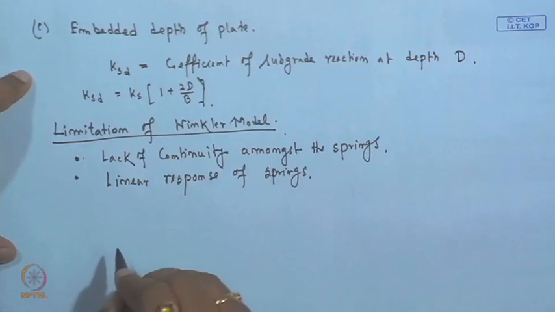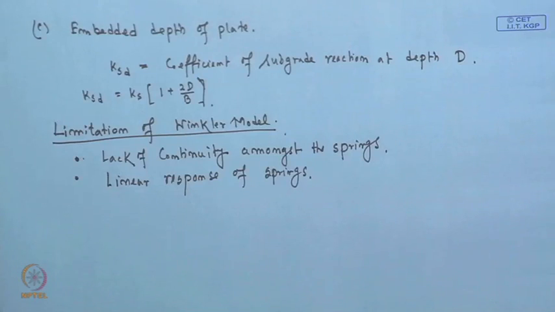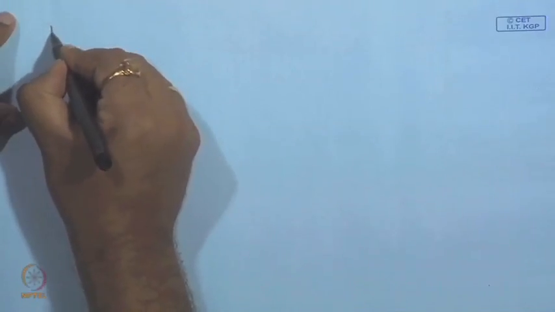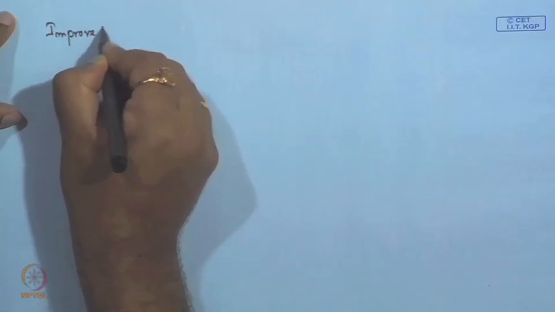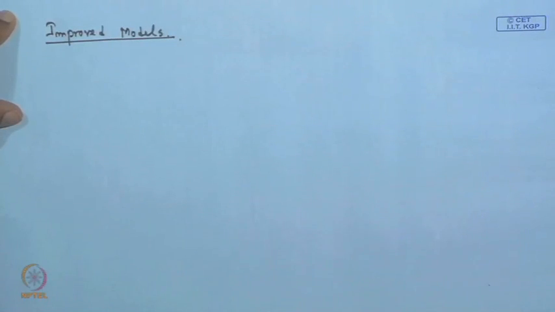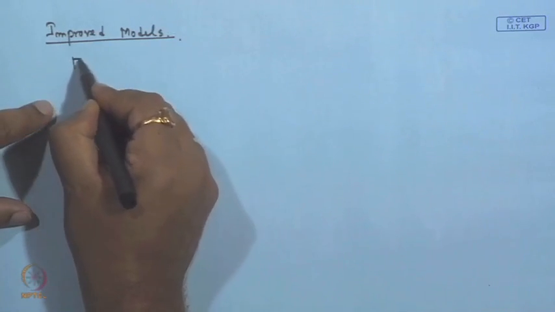So how do we improve these limitations? In the next model that I will explain, these limitations are improved. One of the major limitations, as I mentioned, is the lack of continuity. So now we have to provide something so that the springs are connected to each other. That is the improved model for this spring, where this lack of continuity can be taken care of. The first model that I will explain is the Filonenko-Borodich model.